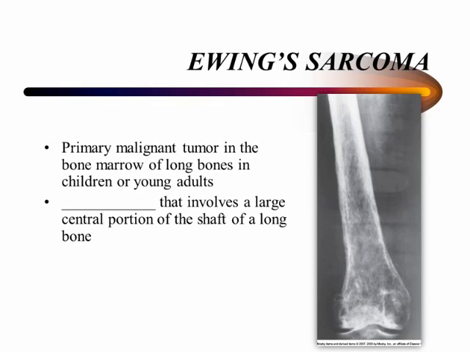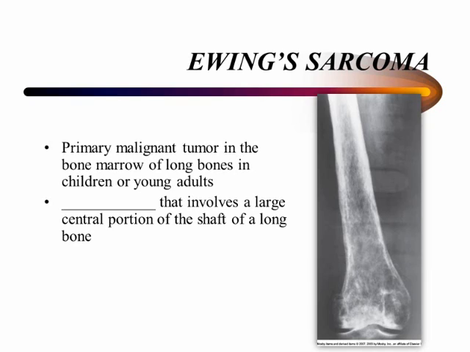Ewing sarcoma is a primary malignant tumor arising in the bone marrow of long bones. It's a tumor of children and young adults. Ewing sarcoma has a peak incidence in the mid-teens and is rare in persons over 30 years of age.